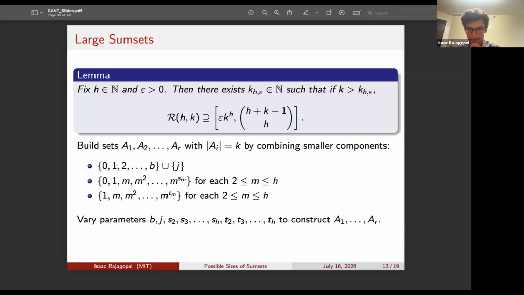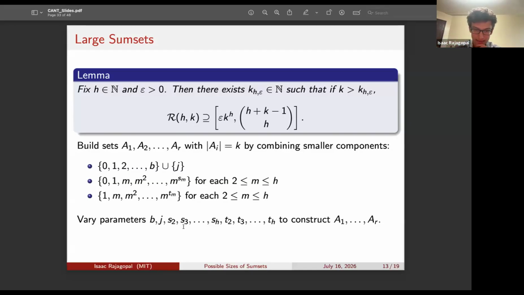And so I think about this similarly. B and J are like the hour hand, they control the big picture behavior of the sumset size. And then S2, S3, T2, T3, these are like the minute hand, they do a medium size of control. And then SH is going to be the seconds hand. If you change SH by one, the sumset size will change by one.